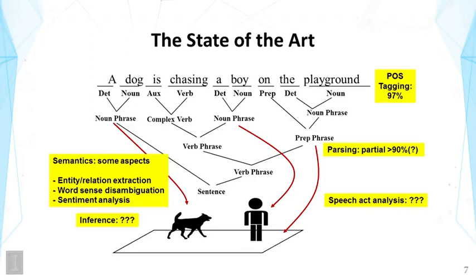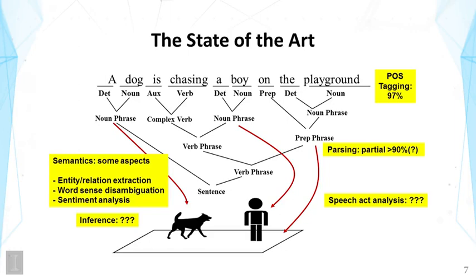So this slide gives a simplified view of state-of-the-art technologies. We can do part of speech tagging pretty well. So I showed 97% accuracy here. Now this number is obviously based on a certain data set, so don't take this literally. Right? This just shows that we can do it pretty well, but it's still not perfect.